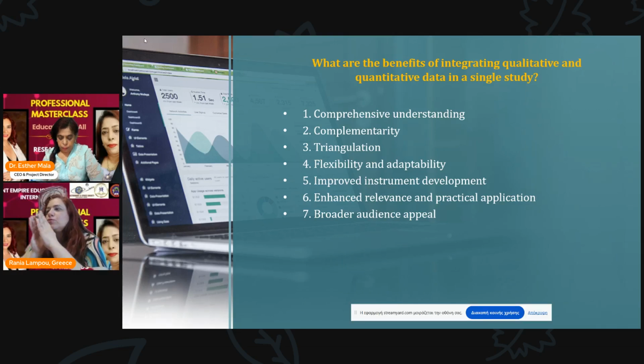Comprehensive understanding, because quantitative data provides numerical evidence and patterns, while qualitative data offers context, explanation, and meaning. Combining both gives a more complete and nuanced picture of the research problem.